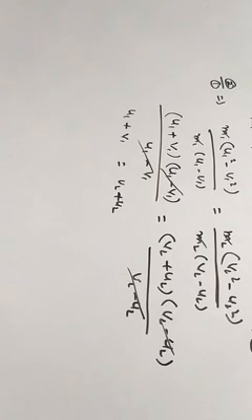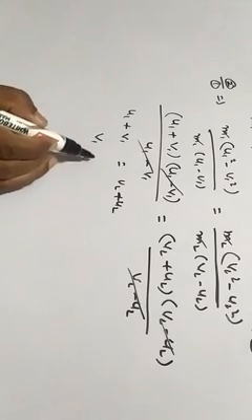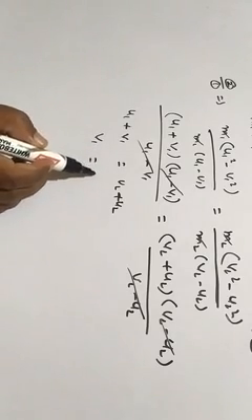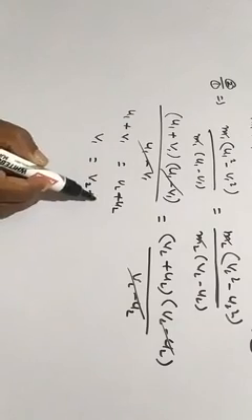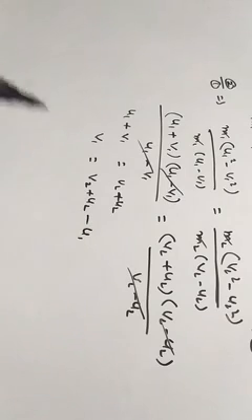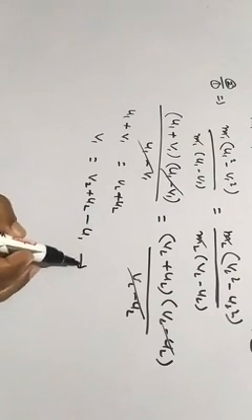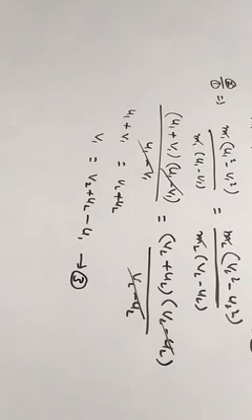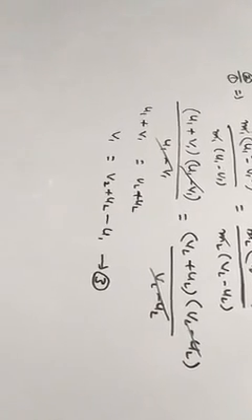So next I am taking v1. So v1 is equal to v2 plus u2 minus u1. So this can be taken as equation number 3. Next we have to substitute the values of equation 3 in 1.